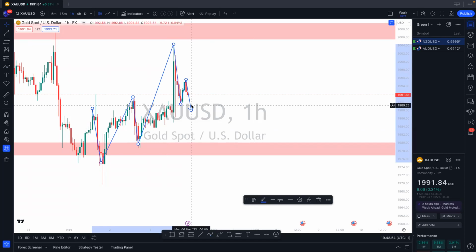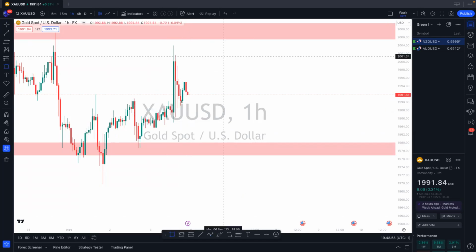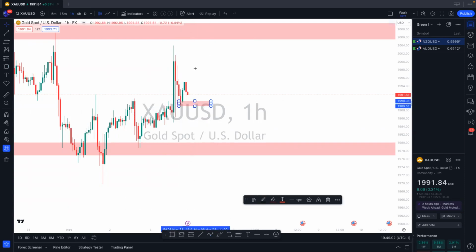So what can we look out for? I think that's the most important thing. What can I, as a trader, look out for? So I have this low here, and then I have this high here. So now what am I looking out for?